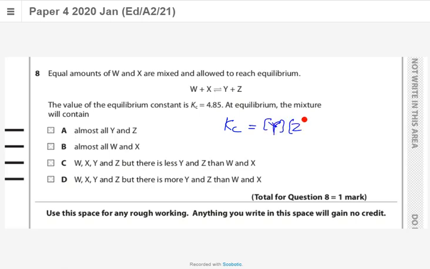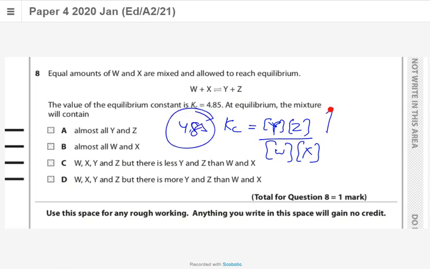Y times Z over W X. Now the Kc is 4.85. It's a positive value, right? Which means your Y and Z will be greater than W and X. When the numerator is greater than the denominator, you get a positive value, right? So let's see the answer.